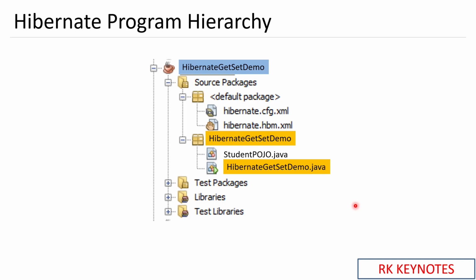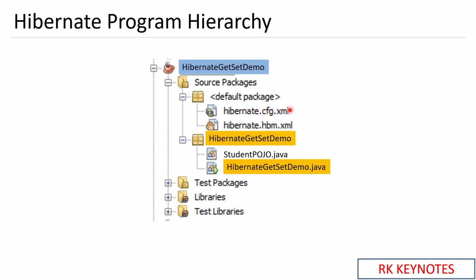Let's dive into the video. Now, this is my project setup, and you can see that my package name is Hibernate Get Set Demo, and we need to have a POJO class, that is the plain class, plain old Java object is the full form of POJO. And then this is the main class, Hibernate Get Set Demo.java. So here I'm going to have the objects and main code over here. And these are all my configuration files.